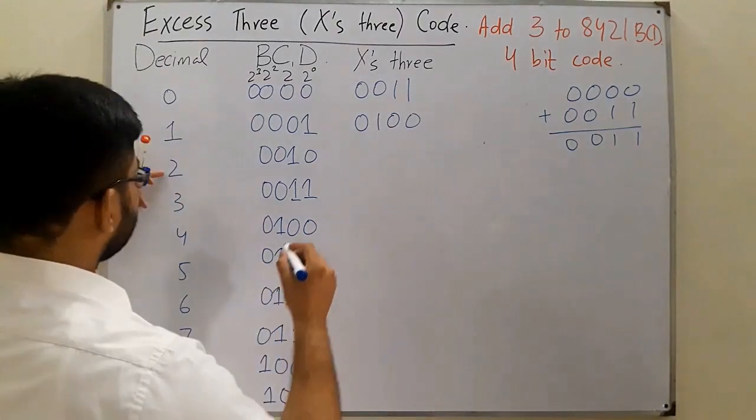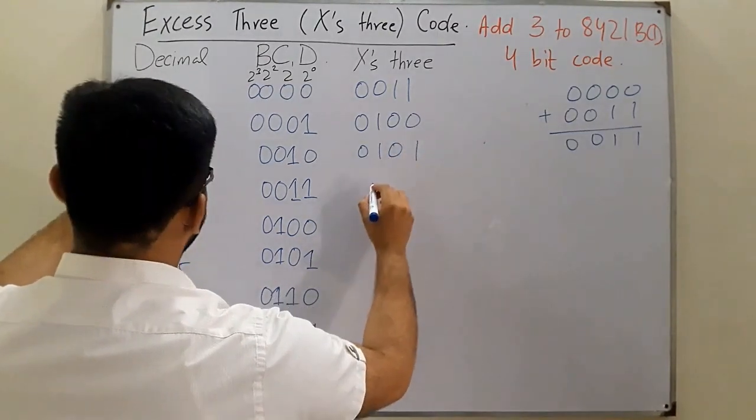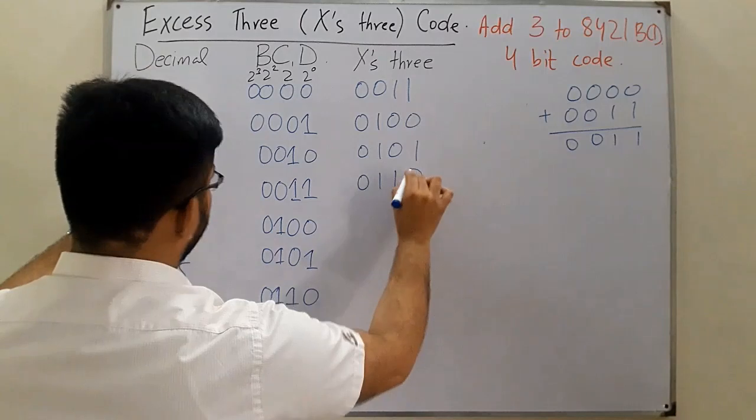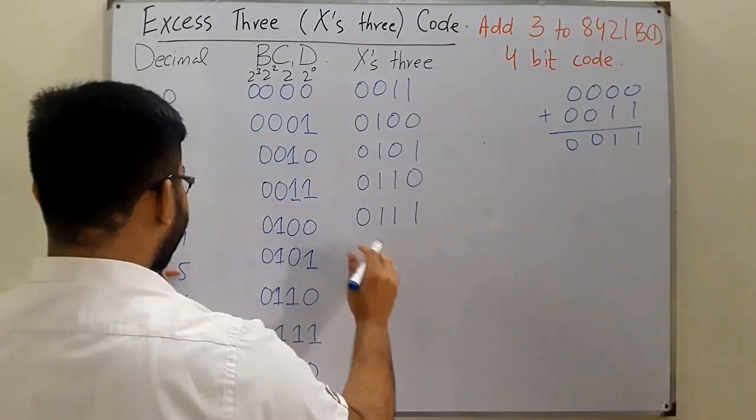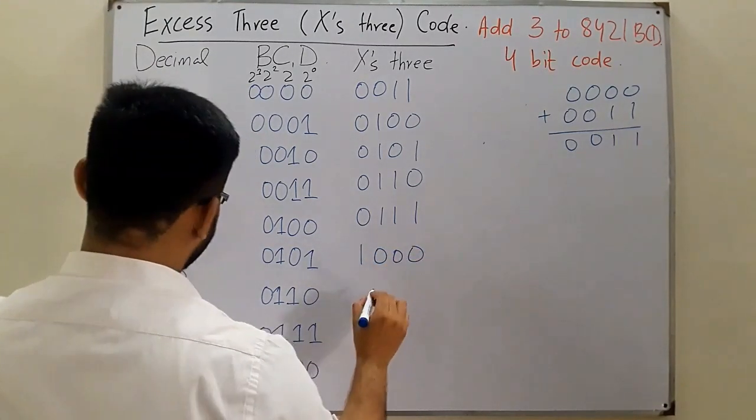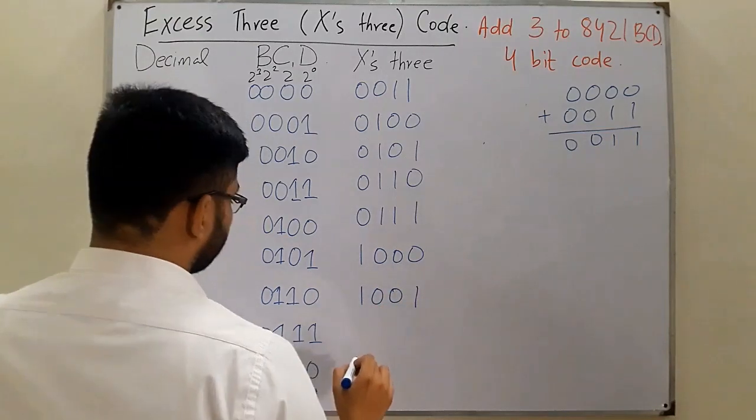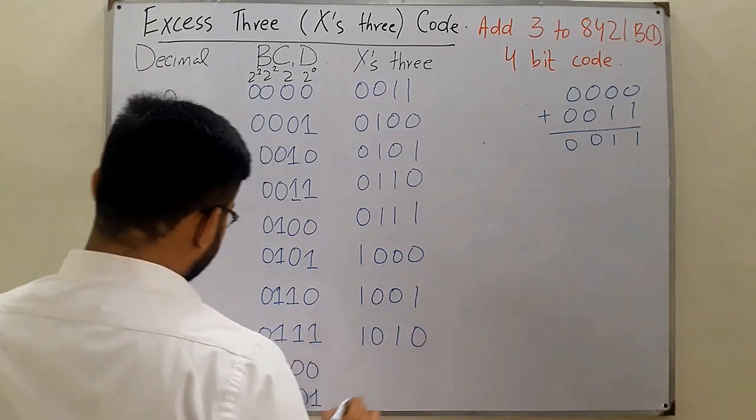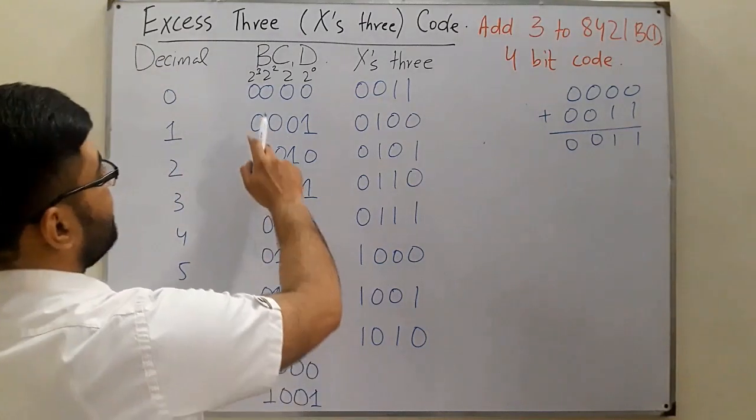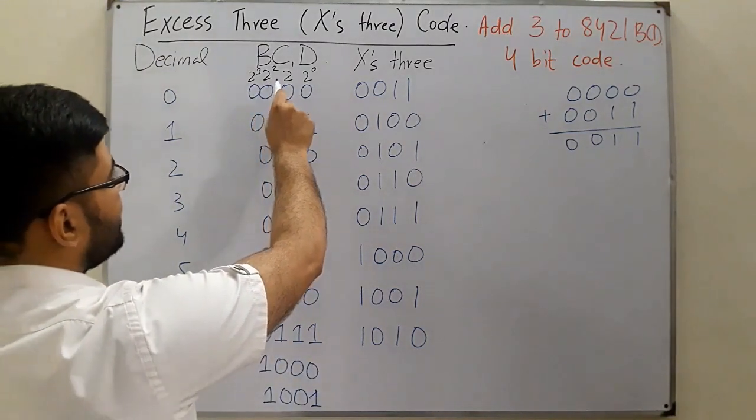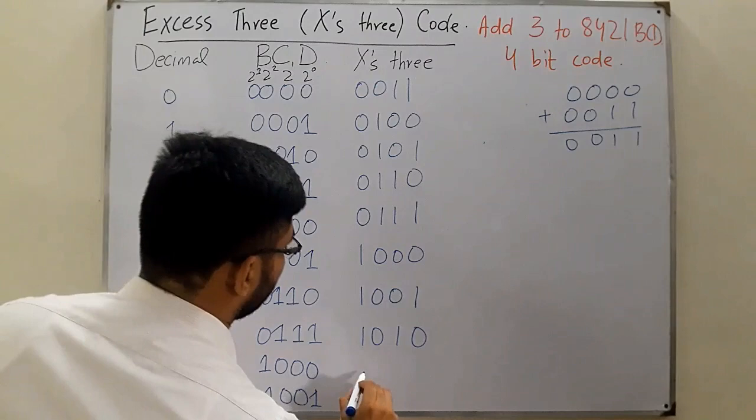So it would be 0100. Alright? For 2, it would be 2 plus 3 is 5. So we have 0101. For 3, it would be 6. So 0110. For 4, it would be 7, 0111. For 5, it would be 8. So 1000. All right, and then for 6, it would be 9, so it would be 1001. For 7, it would be 10, which is 1010. For 8, it would be 11, so we have 2 to the power 3 is 8, 9, 10, 11, so it would be 1011.